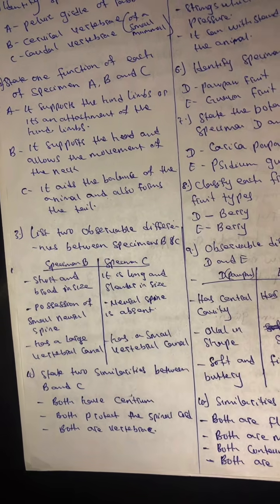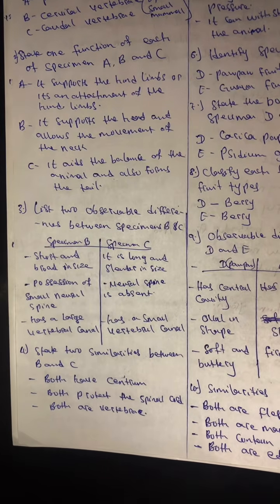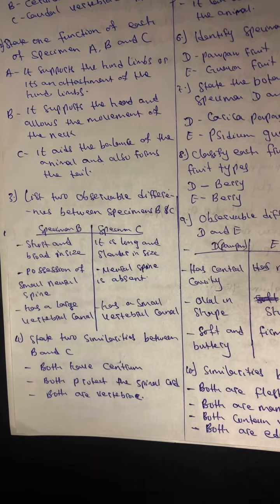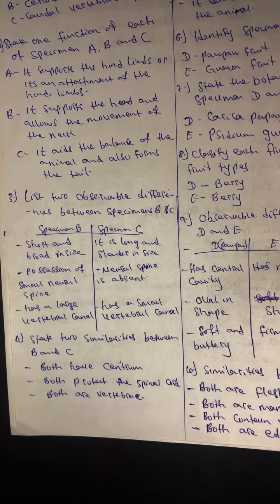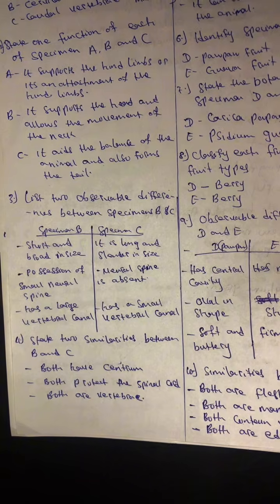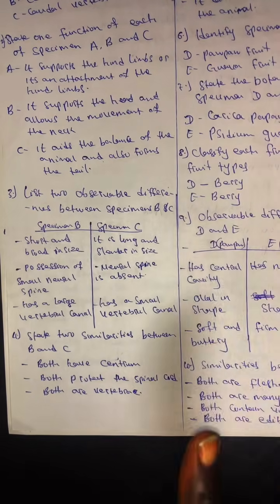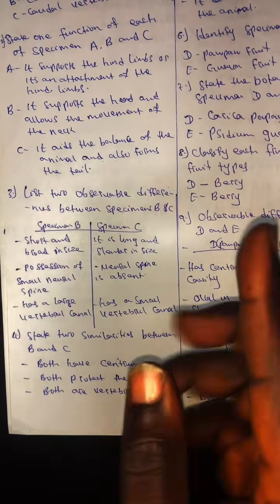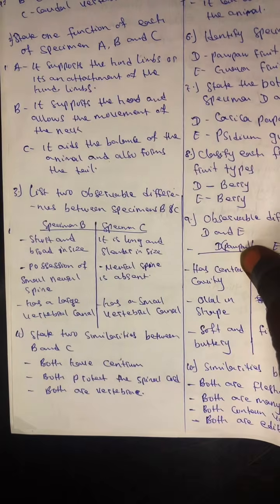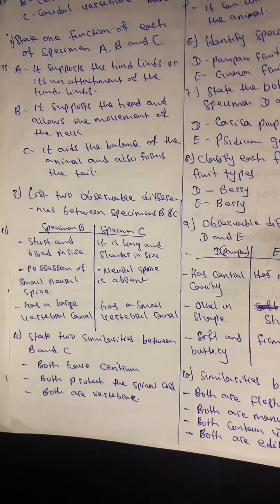What's the similarity between them? Don't forget, both have centrum. Both of them have centrum. Both protect the spinal cord. The spinal cord always runs inside the vertebral column. It's always inside it. Very soft tissue. So they protect the spinal cord.